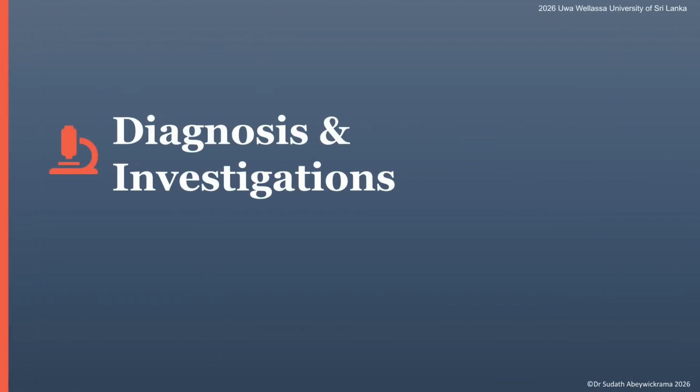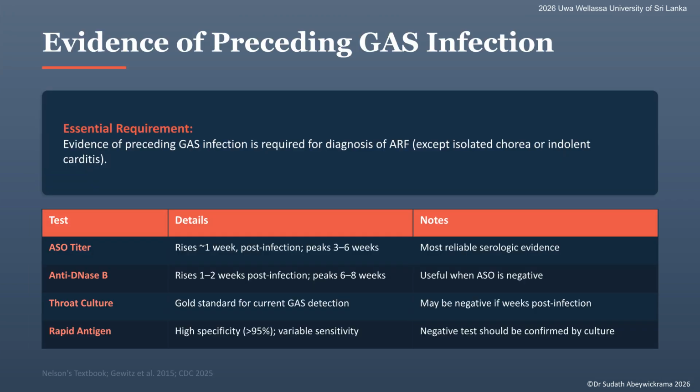We now move to the diagnosis and investigations for acute rheumatic fever, focusing on laboratory workup and echocardiography. An essential requirement for ARF diagnosis is evidence of preceding group A strep infection, except for isolated chorea or indolent carditis.